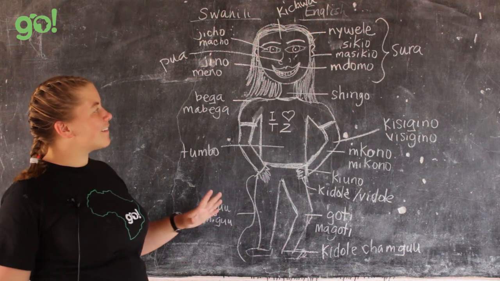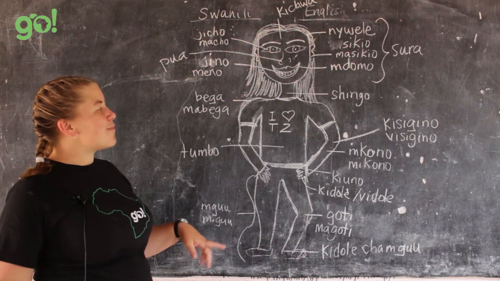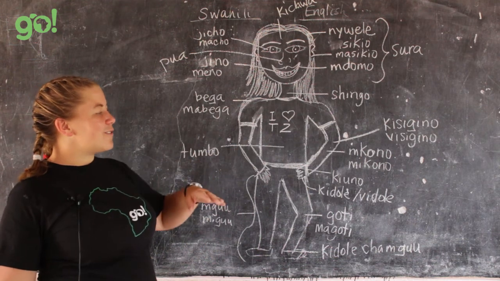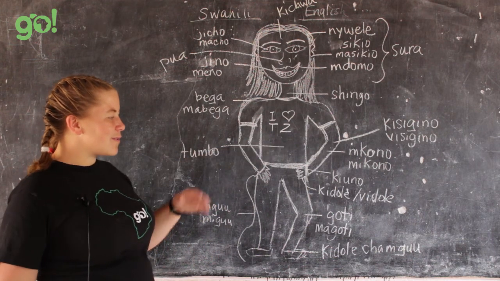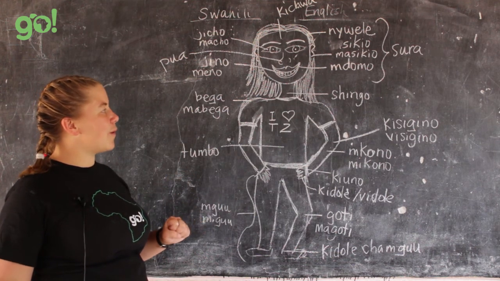Again, sorry for the drawing. Deal with it. Hopefully it's understandable, if nothing else. You can start practicing the parts. Again, focus on the main ones. Don't worry so much about elbow or knee, some of the more random ones, but focus on the main ones and hopefully it'll help you out.